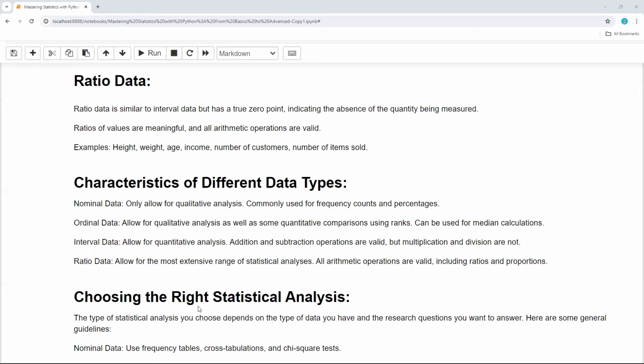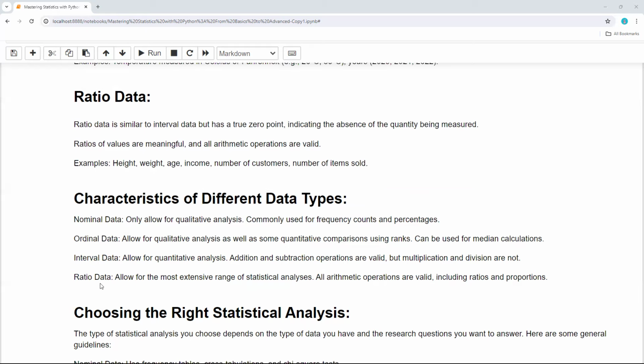this ordinal data. And interval data allows for quantitative analysis. Addition and subtraction operations are valid, but multiplication and division are not possible in interval data. And ratio data allows for the most extensive range of statistical analysis. All arithmetic operations are valid here in ratio data, including ratios and proportions. So those are the four types of data we have. If you are talking about entire statistics, we might come across different types of data. So it could be one of these four: nominal, ordinal, ratio, or interval data.